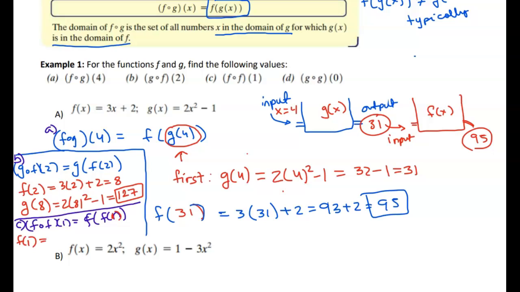This is 1 right here. So go to the f equation. 3 times 1 plus 2 gives me 5. This becomes the input. It replaces this, so you need to do f of 5. 3 times 5 plus 2, which gives us 15 plus 2 is 17. Right? Okay, let's do part D.